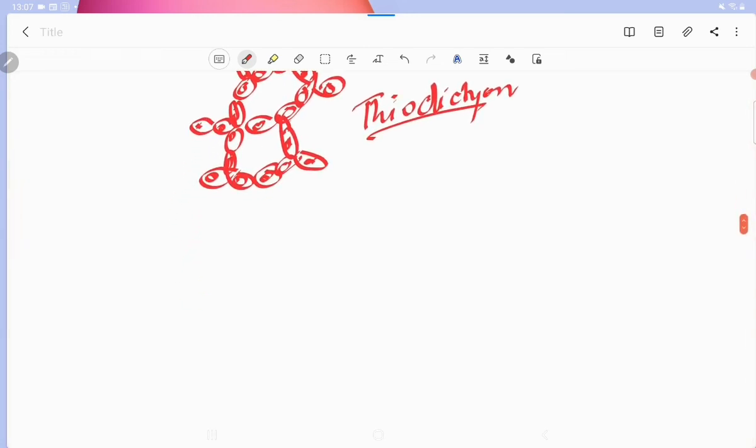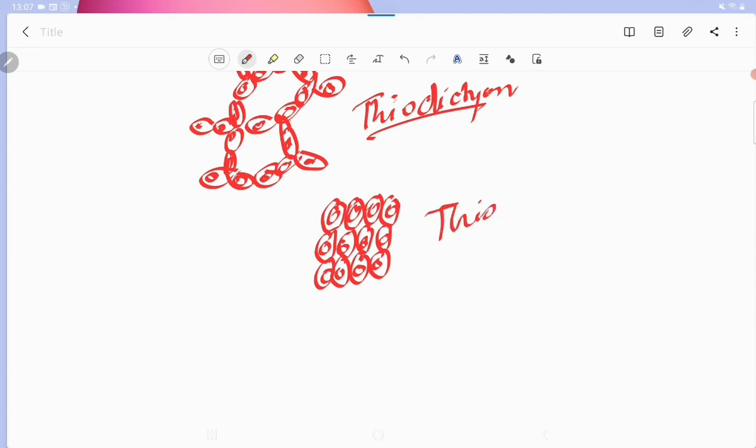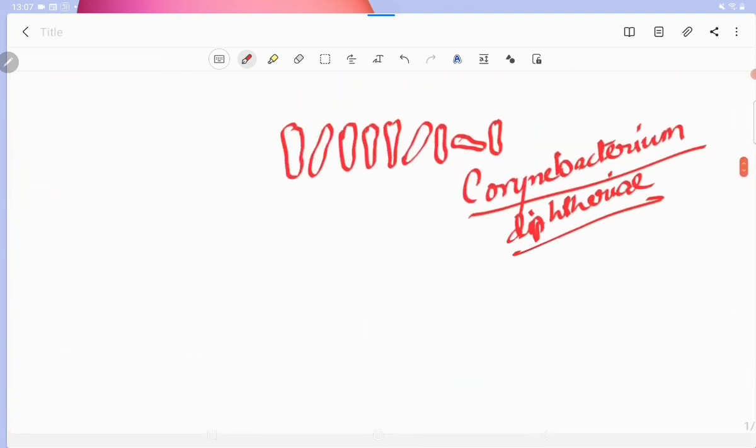There is another, Thiopedia, which forms a pad-like arrangement. They divide side by side, and also they divide in a vertical plane as well as a horizontal plane, giving rise to a pad-like arrangement like this. Hence the name is Thiopedia. So these are various cellular arrangements that are found in bacteria.